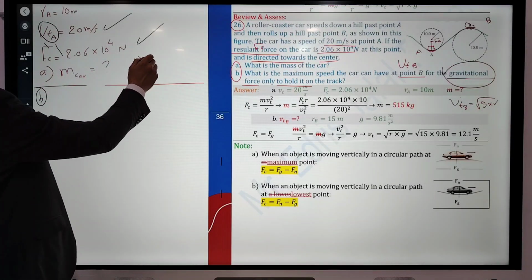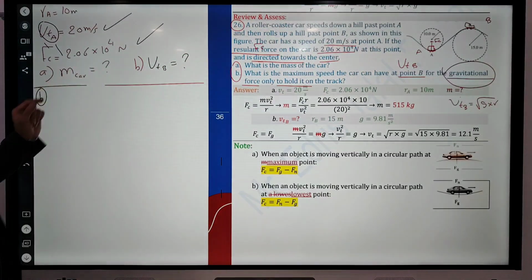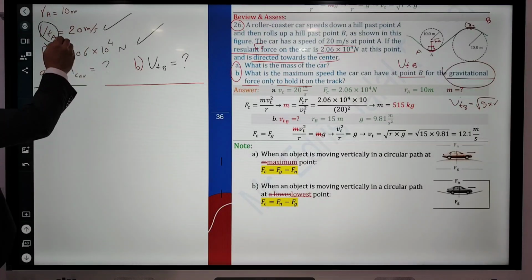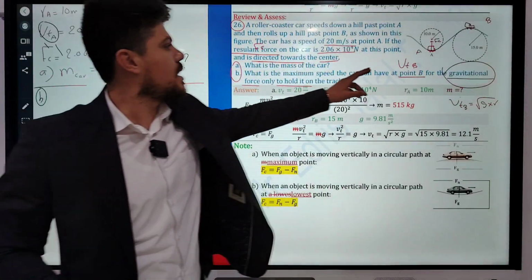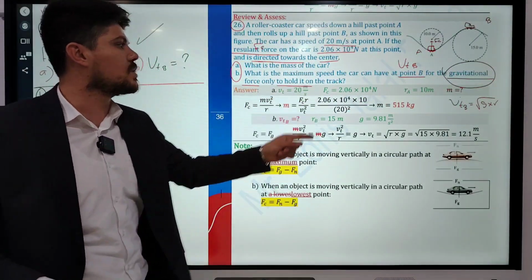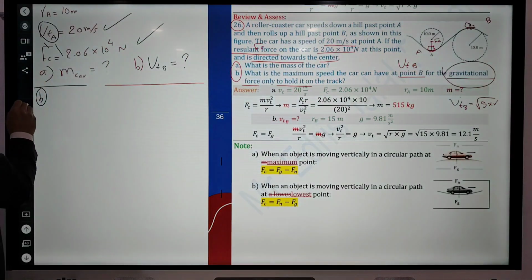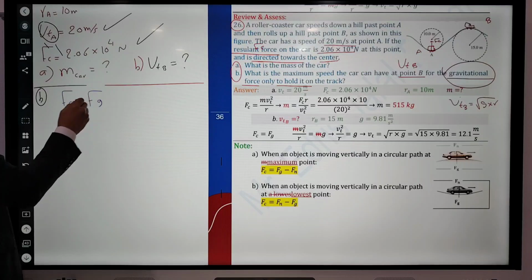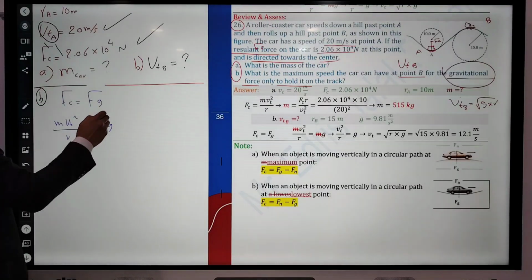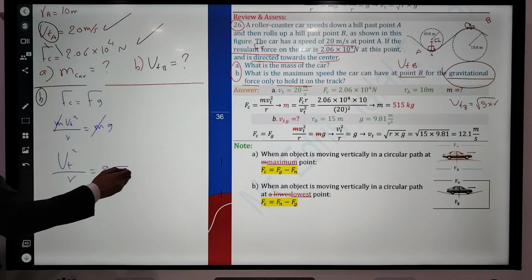Branch B. What is unknown here? VtB, because the tangential speed at point B is different from the tangential speed at point A. So how can you determine VtB when the gravitational force only holds it on the track? What holds the car on this track? The gravitational force. So that is why you have to use this relation: Fc equal to Fg, m Vt squared over r equals mg. The mass cancels. Vt squared over r equals g.